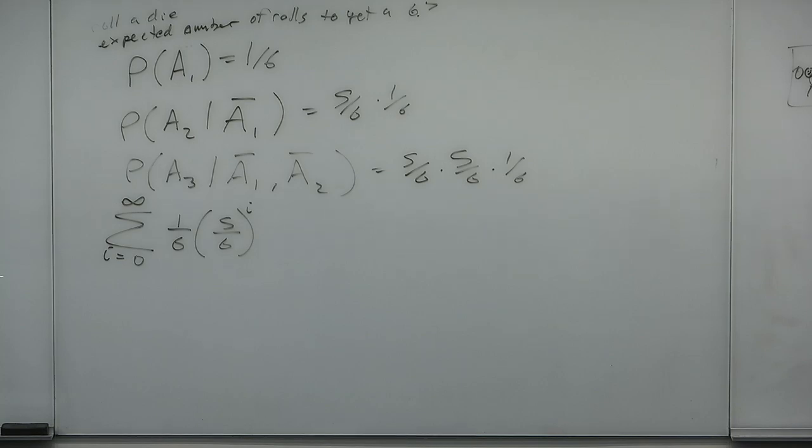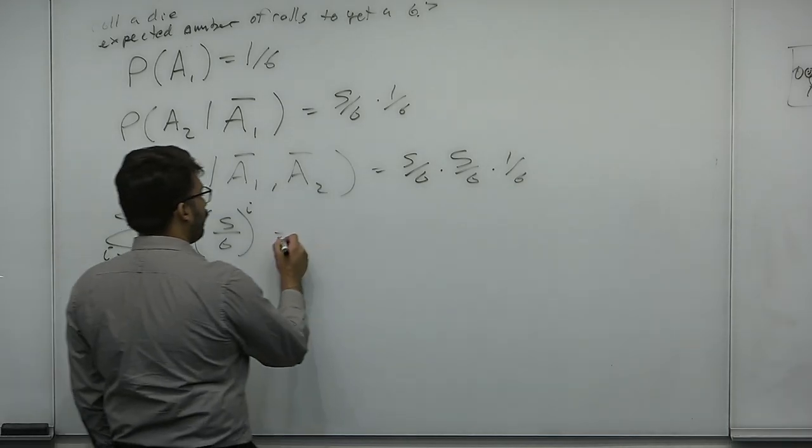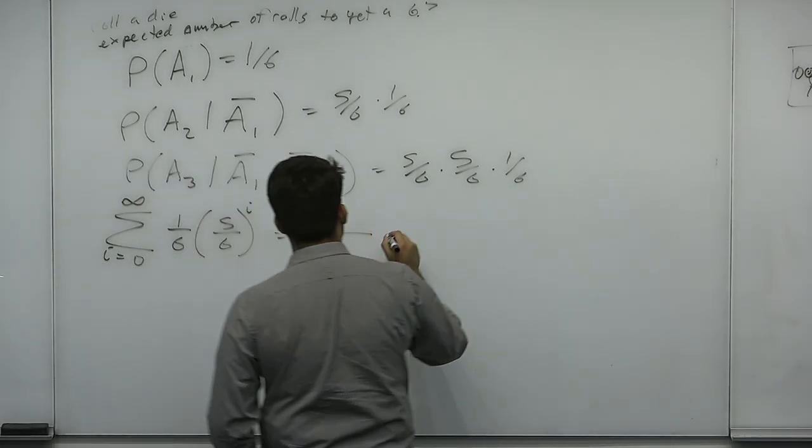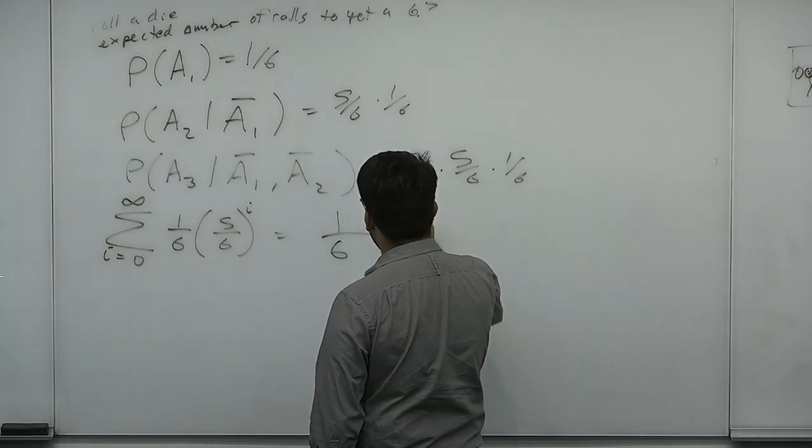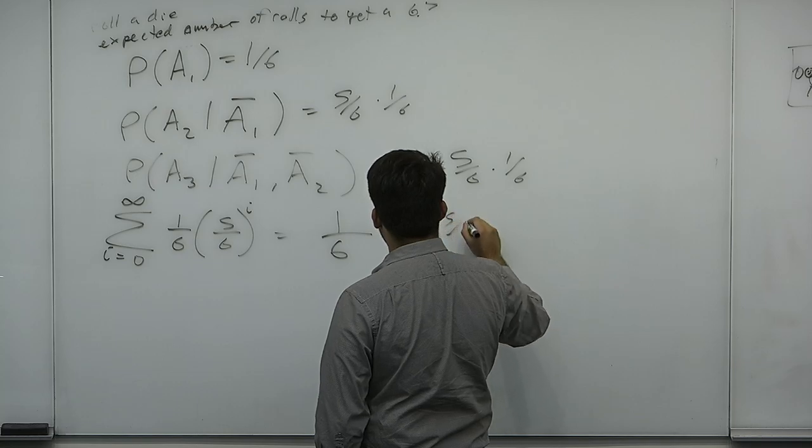Now, there is a world out there. Unfortunately, you have to take this summation to infinity because there is a chance out there that you roll a one 10,000 times in a row, and only on the 10,001st time do you get a 6. And unfortunately, that has to be factored into our probability, right? So this is just going to be 1/6 times the sum of i equal to 0 to infinity of 5/6 to the i.